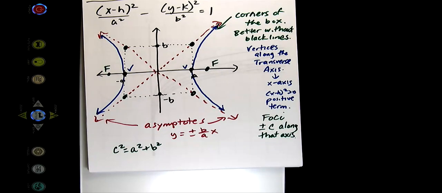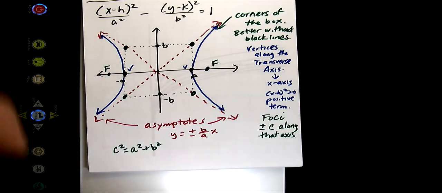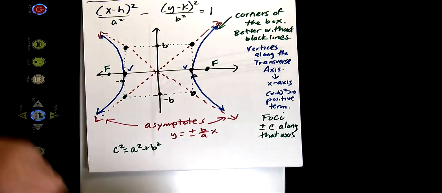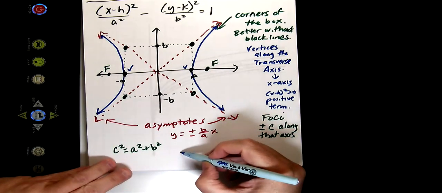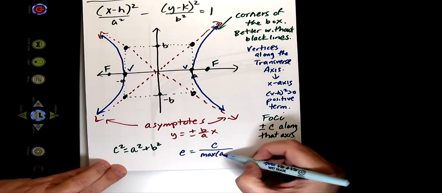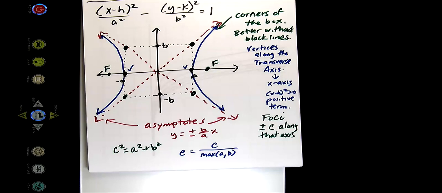Oh, and eccentricity follows the same pattern as ellipses, which is nice. Eccentricity is, I found a better way of saying it than I did the other day. Thought of it today: C over the max of A and B. There we go. Whichever one is the larger number, that's the one that goes on bottom. It's the same as the ellipse setup, but C is always further out than A or B. So this is always bigger than 1.